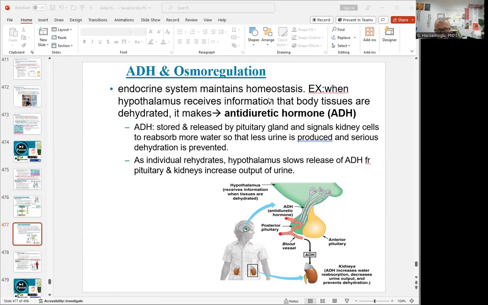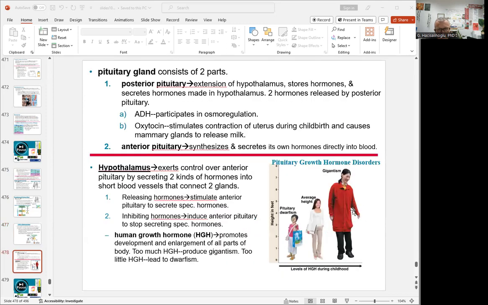When the hypothalamus receives information from the body tissues that they are dehydrated, it makes ADH hormone. You can see here that it signals the kidney cells to absorb more water, less urine is produced, and serious dehydration is prevented. So they are talking between the brain and the kidney tissues here, and regulating any possibility of water loss because there is dehydration.